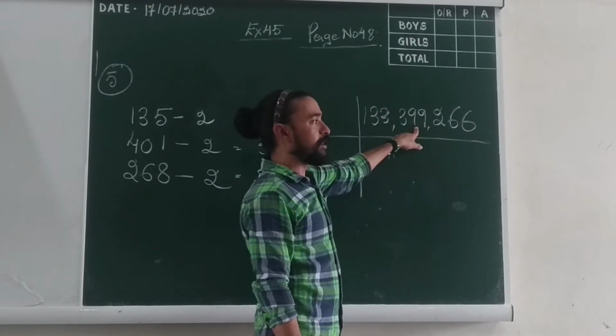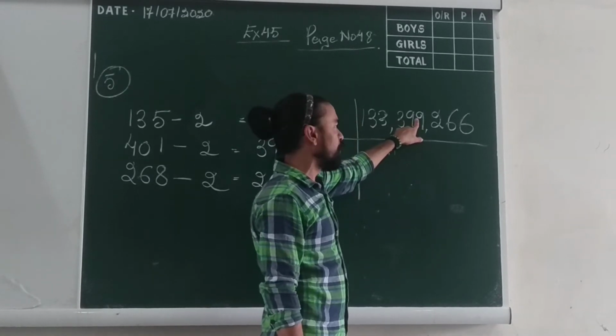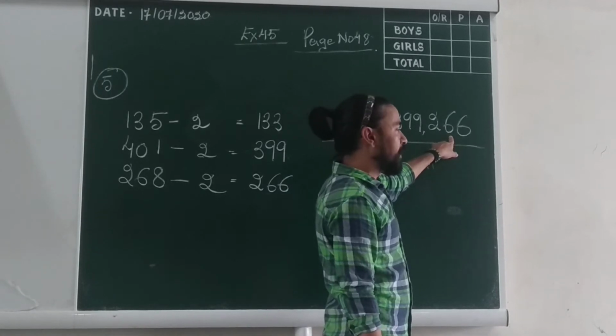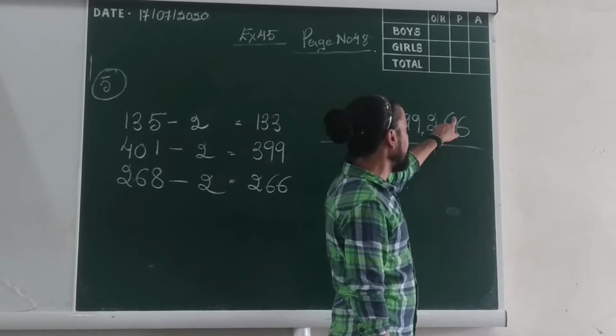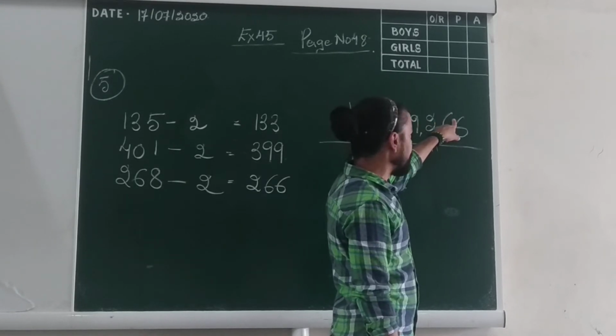7 5s are 35. Remainder 4. 7 7s are 49. Okay. Go for the next. 7 3s are 21. I will be left with 5. 7 8s are 56.